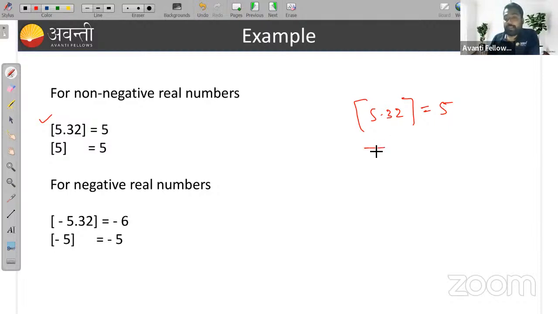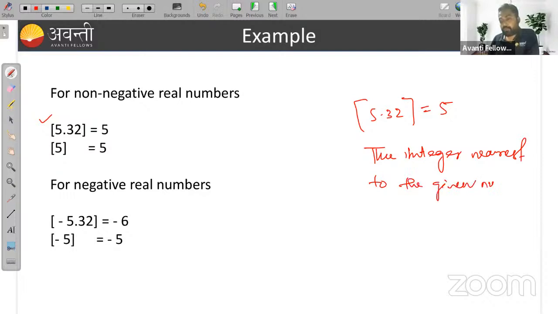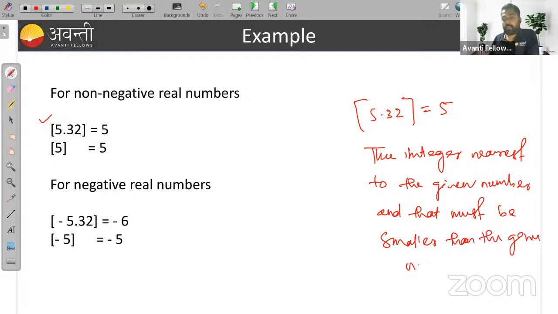What is the thing? The integer nearest to the given number, and that must be smaller than the given number, right? Suppose I am taking minus 5.32. Okay, so which is the integer less than minus 5.32, and that must be less also.